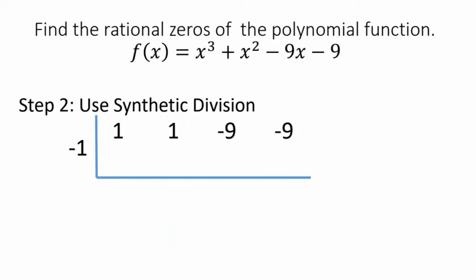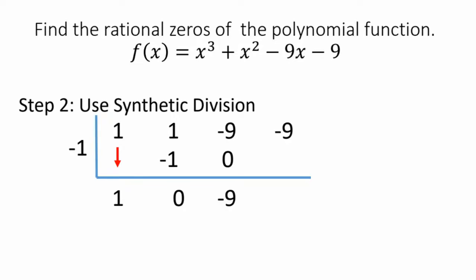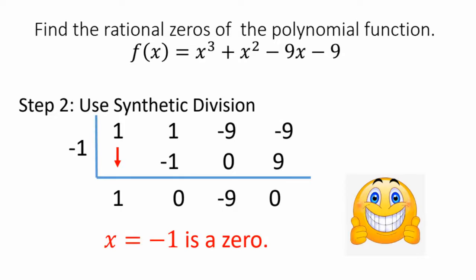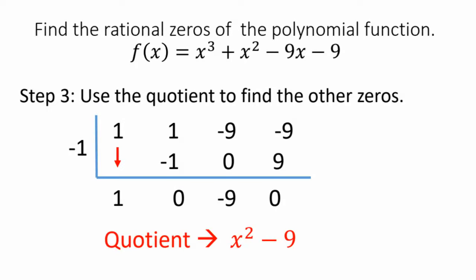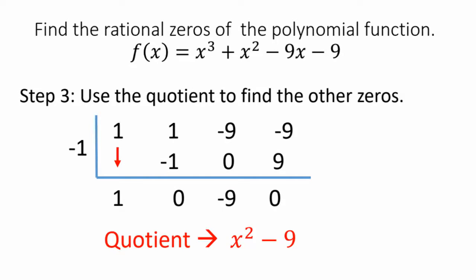Let's go ahead and try -1. Again, we'll go through our process. And when we do this, oh, awesome, right? For -1, our remainder ended up to be 0. So x equals -1 is a zero of this polynomial. Now, will this help us? Because now that we know one of the zeros, our quotient, if we write it back as an equation, gives us x squared minus 9.